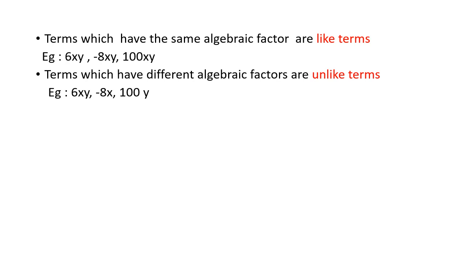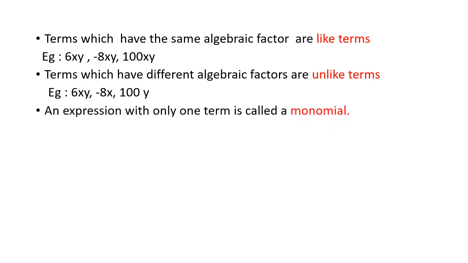Okay, are you clear? Like terms means all the terms must have the same variable. Unlike means the variable differs or is missing, and we call those unlike terms. Then, about types of expression.